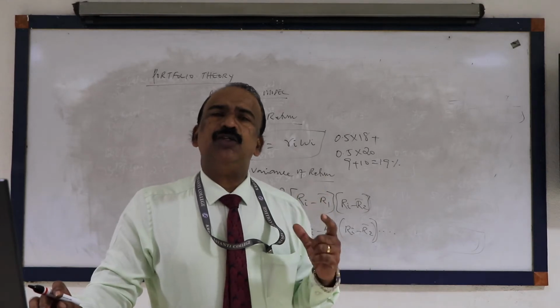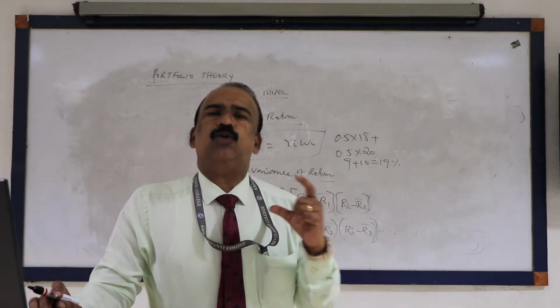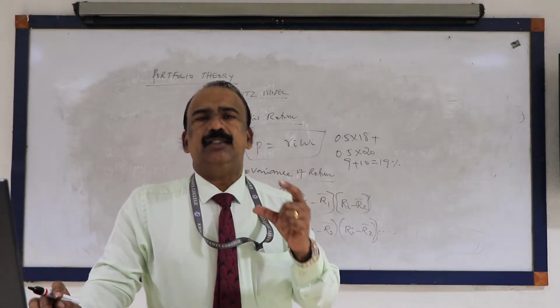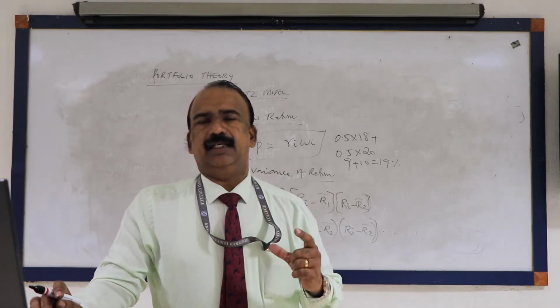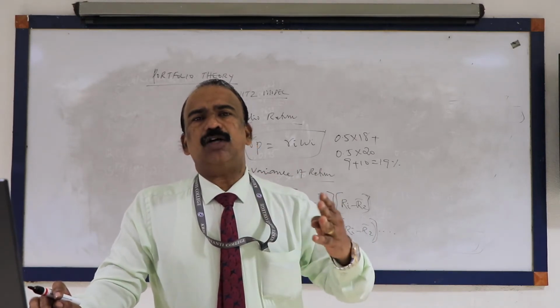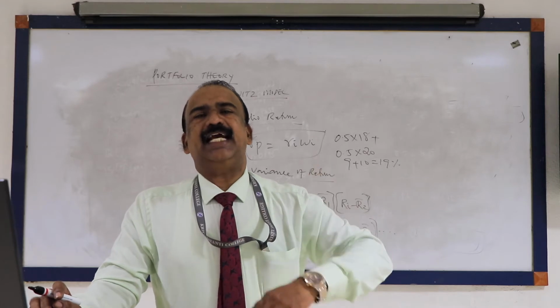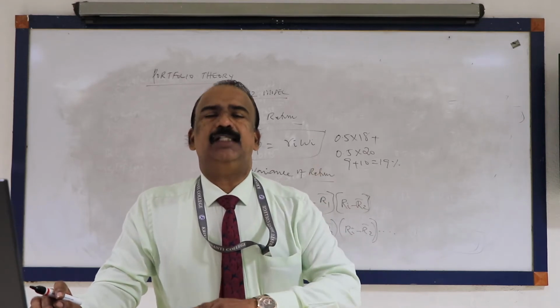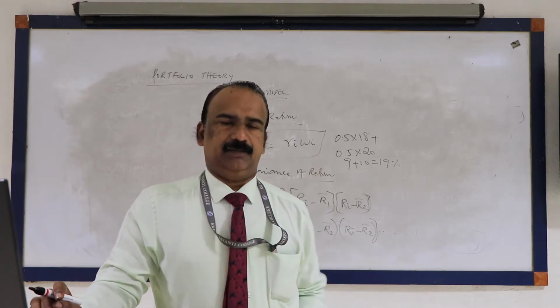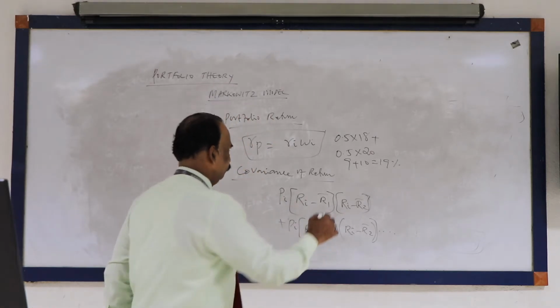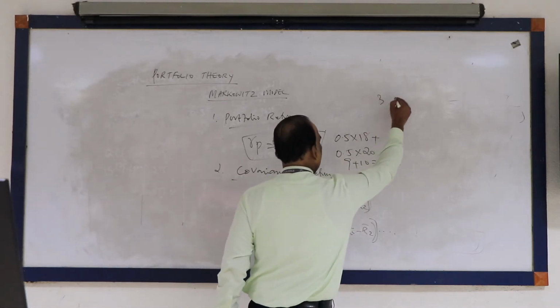So here what we should know is what is called covariance. Covariance denotes the movement of a stock return. If it is positive, both stocks are moving in the same direction. If it is negative, they are moving in the opposite direction. Then the third one we need to see is the correlation.